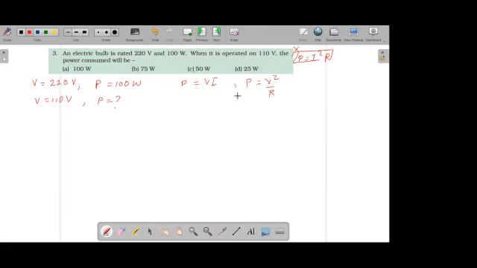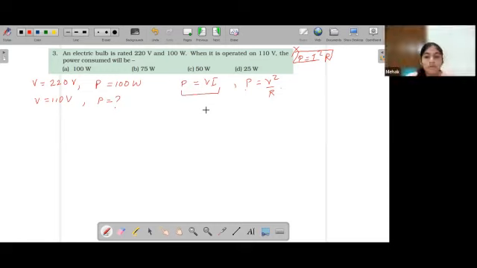Right? So you will be getting different answers. If you use power equals to V into I, you will get some different answer. If you use the formula power equal to V square by R, you will get a different answer. So that is why people are getting two different answers. Okay. So which answer is correct? So we use V square by R.